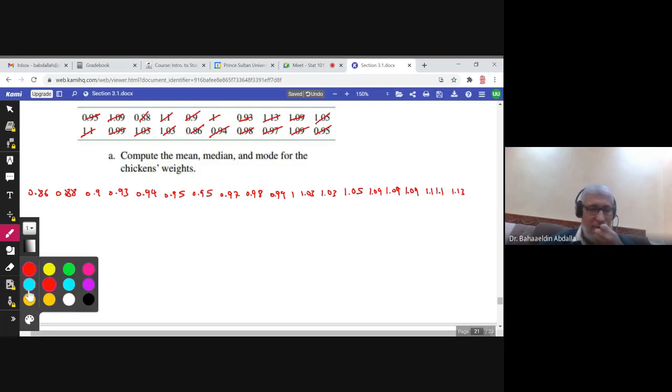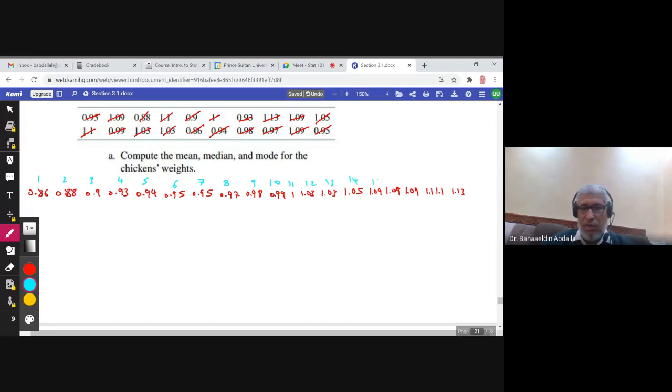So if you count these numbers, 1, 2, 3, these are the positions. This is the number in position 5, this is the number in position 10, this is the number in position 15. By this I make sure I have 20 numbers. I have here also 2 times 10, 20 numbers. So that's good, we sorted all the data.